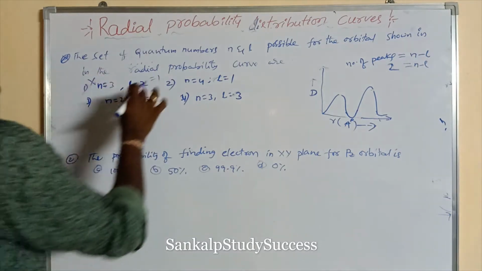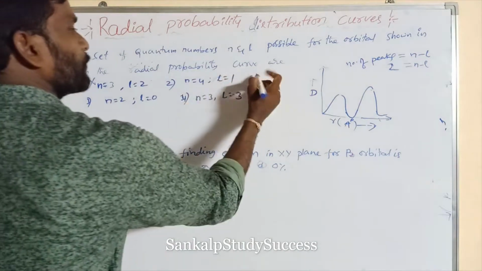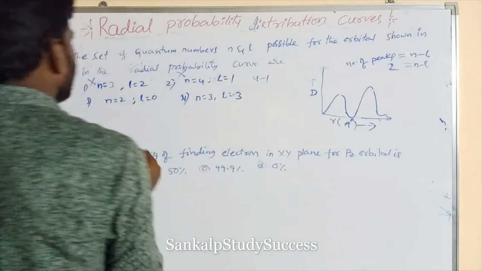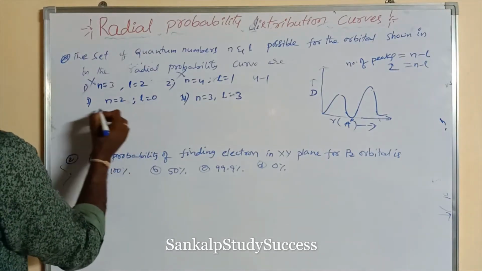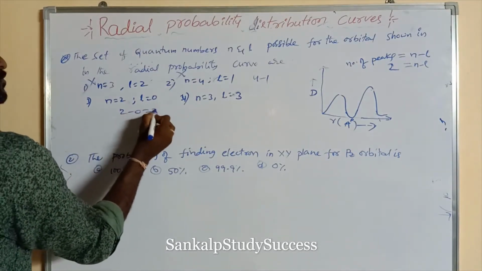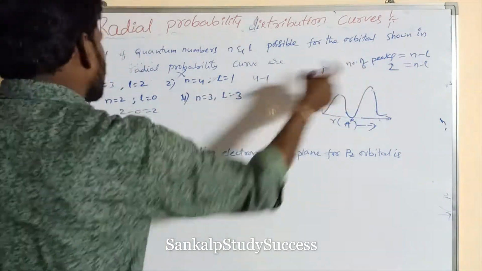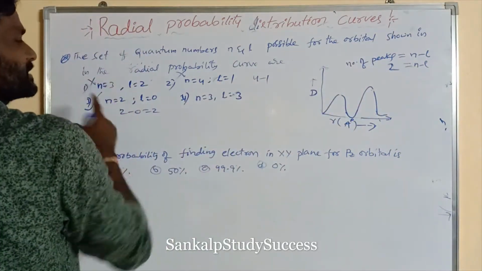So this is not correct. And 4 minus 1 means 3, so this is also wrong. Here 2 minus 0 means 2, so 2 peaks are obtained. So the n minus L difference is equal to 2. This is the right answer.